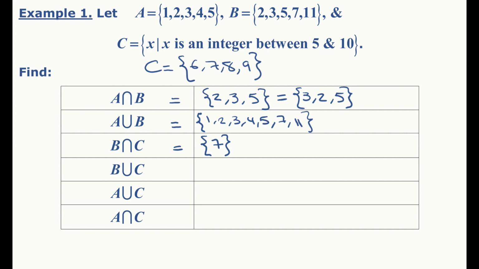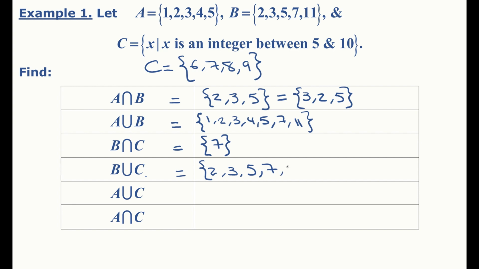All right, how about B union C? Now we're going to merge B and C. So what do we get when we merge these two sets without repeating? We get 2, 3, 5, 7.